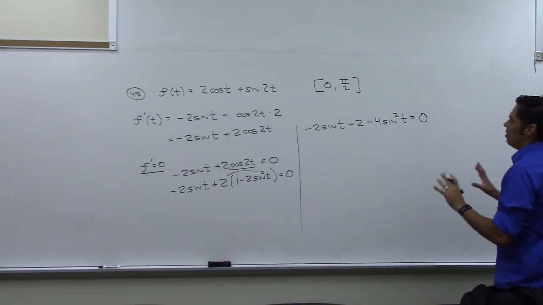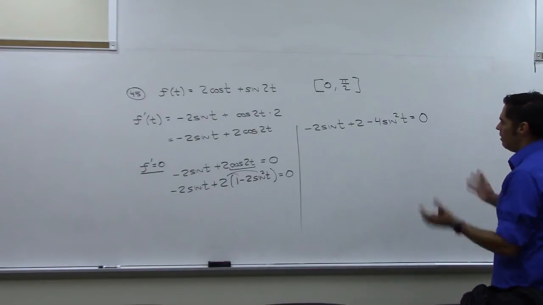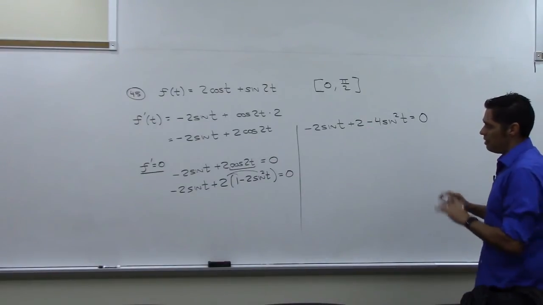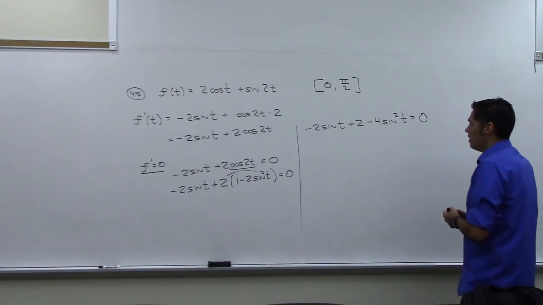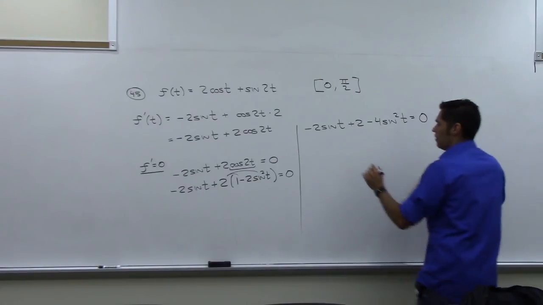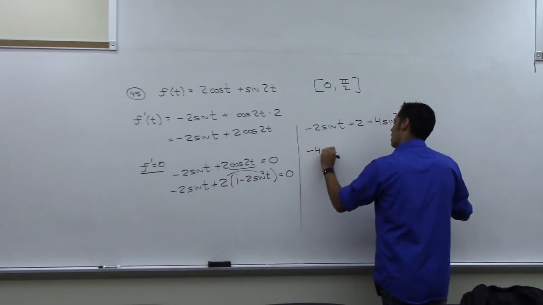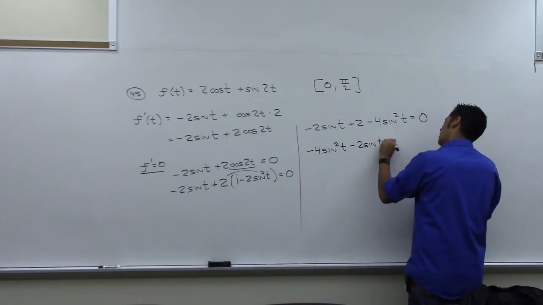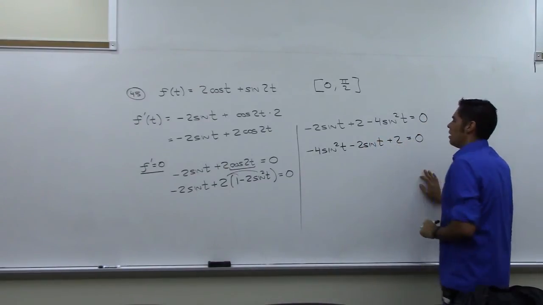So now this is starting to look a little bit better now. I have sines, I don't have a mixture of sines and cosines. I'm going to rearrange the order. I'm going to put negative 4 sine squared t minus 2 sine t plus 2 equals 0.